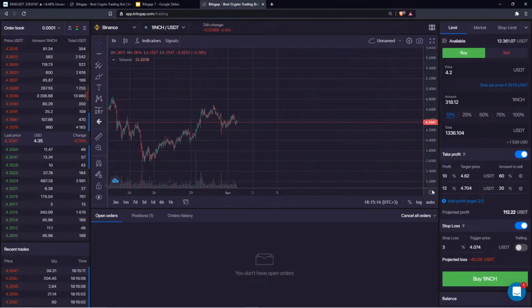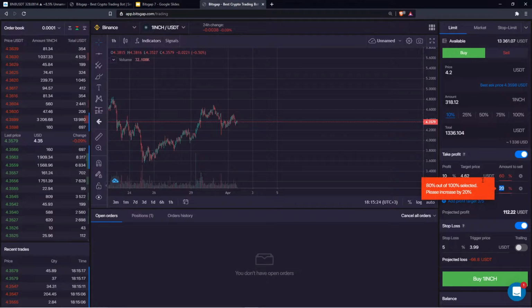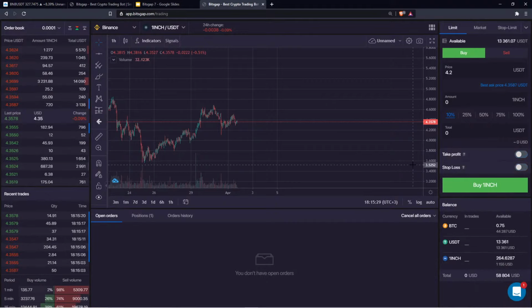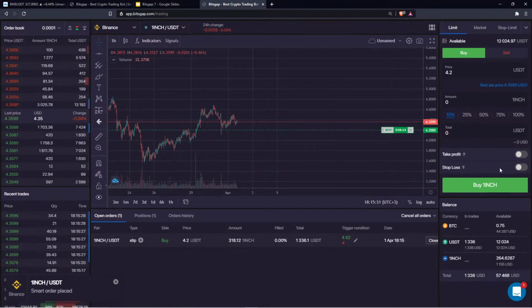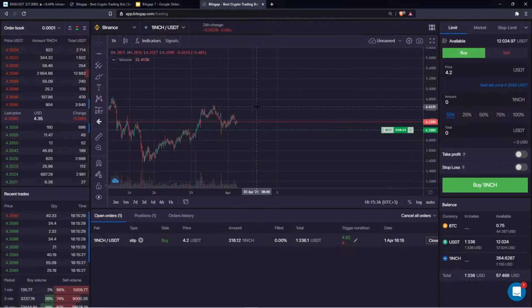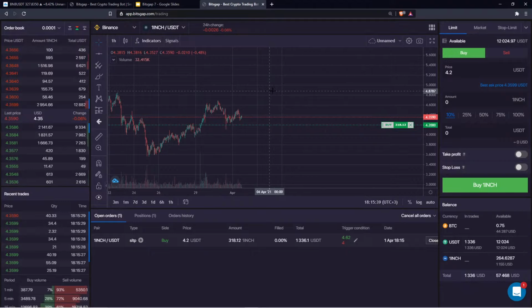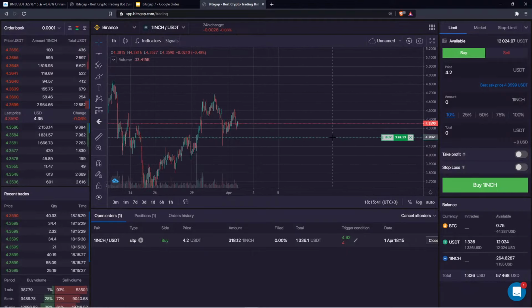Honestly, I don't see the problem here, but for some reason it just doesn't want to trade. Okay, 40%. Yeah, okay, now it works. So since we have multiple take profits, you must make sure that you have 100% selected. Okay, so you see now the order is pending. So as soon as the price reaches this price level, it will initiate the trade, and you will see your first take profit exactly where we set it.